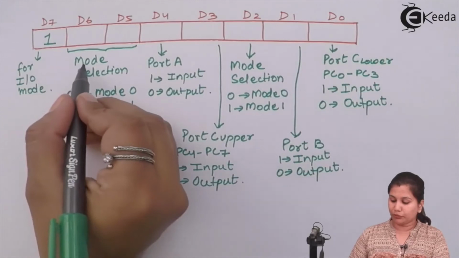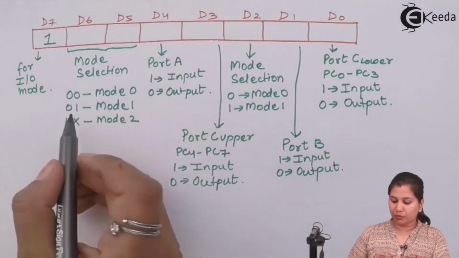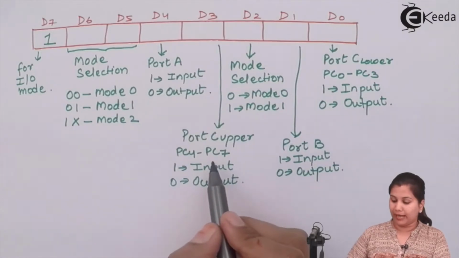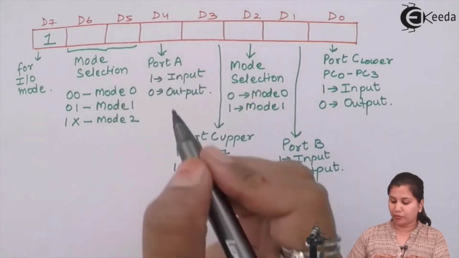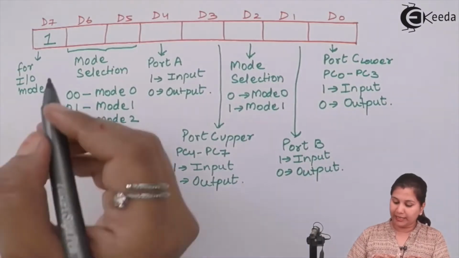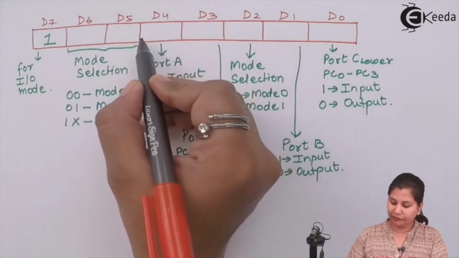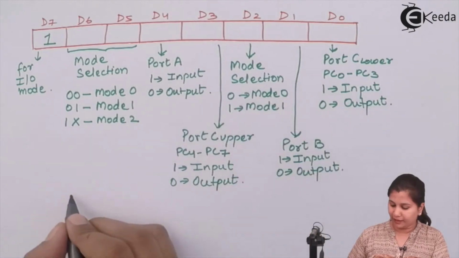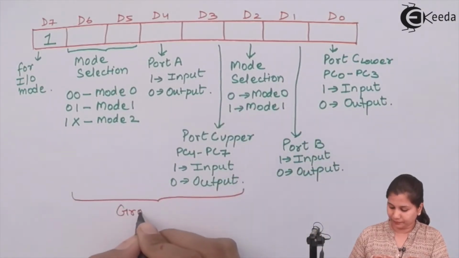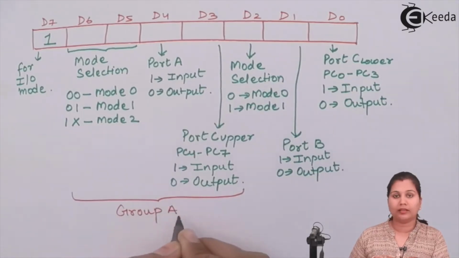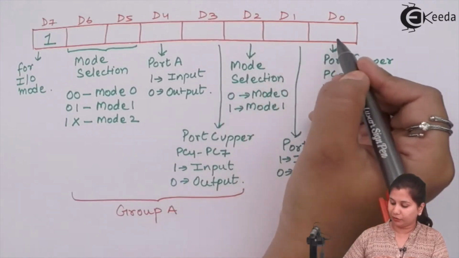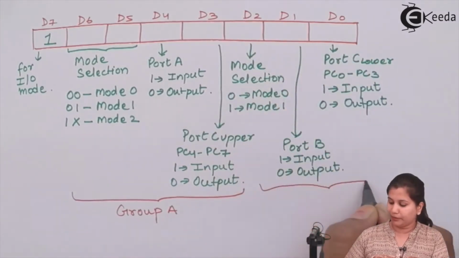Now if we come to the mode selection, this mode selection is for port A and port C upper, and we know that port A and port C upper form group A. So we can say that bits D6, D5, D4 and D3 are for group A. And the bits D2, D1 and D0 are for group B.